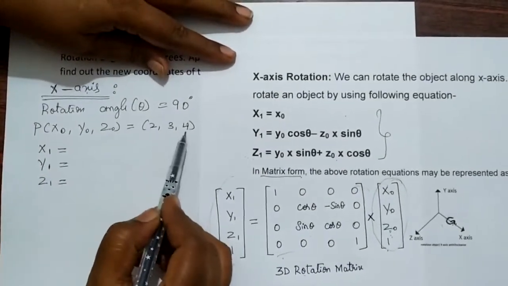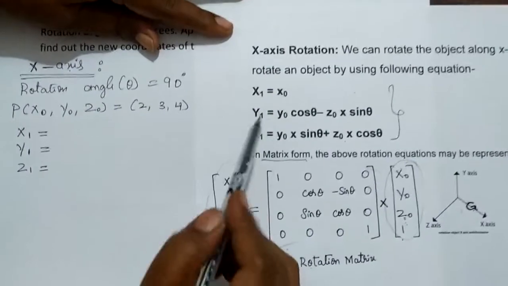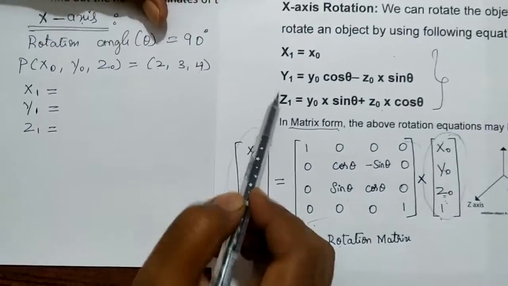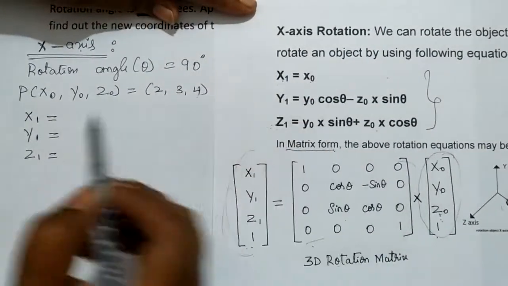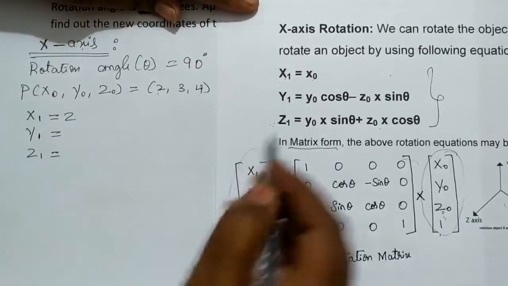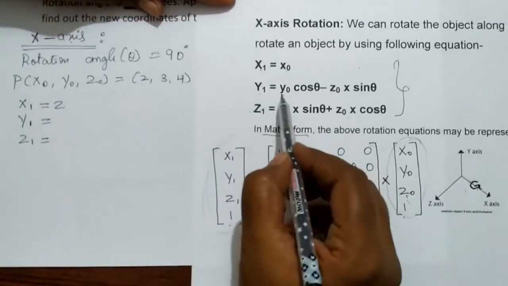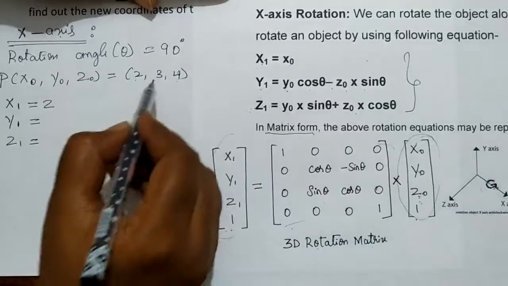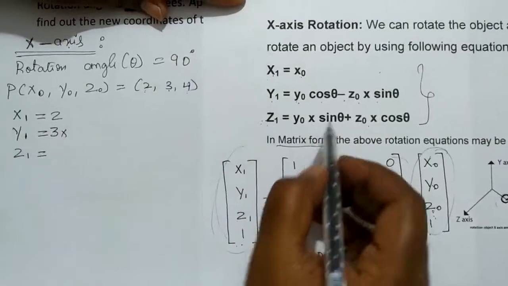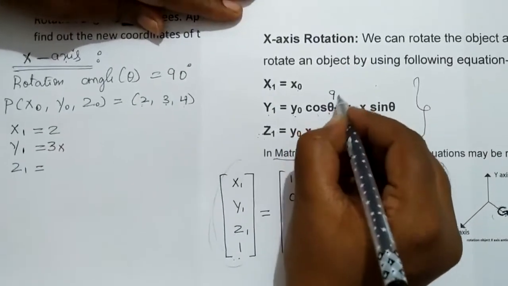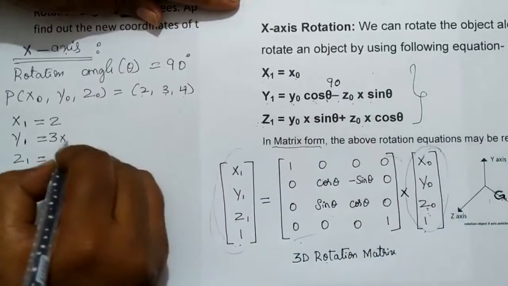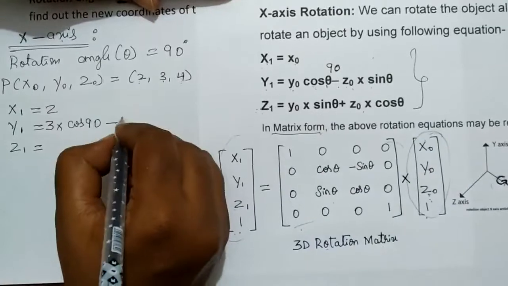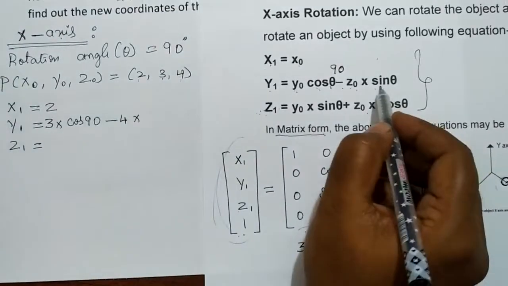Using these x0, y0 and z0, we'll apply this equation and find the new coordinates of point P after the rotation along the x-axis. So what is x1? x1 is x0, which is 2 in our case. What is y1? y1 is y0 into cos theta minus z0 into sin theta. Our y0 here is 3, so 3 into cos theta, and theta is 90 degrees, so cos 90, minus z0, which is 4, 4 into sin theta.